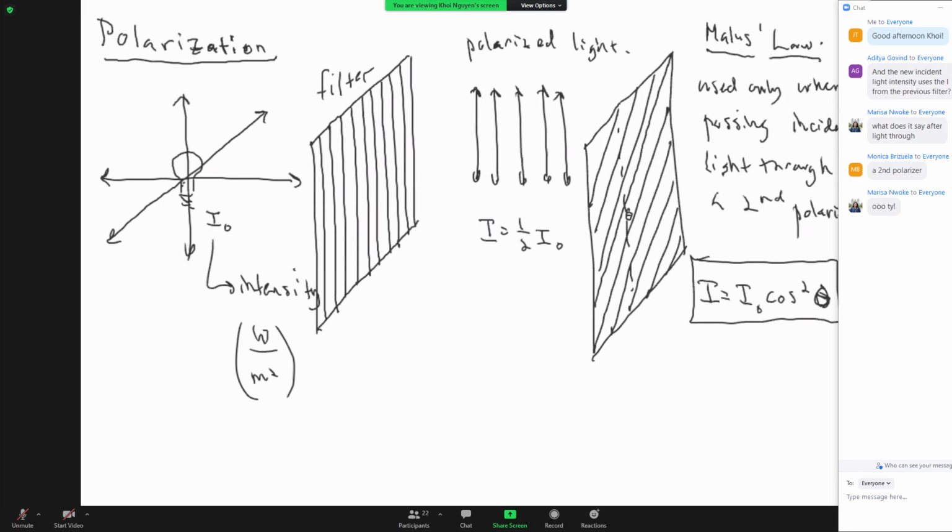Thank you, Monica. Second polarizer. Yeah, so you have to pass it through two filters. So polarizer is the same thing as a filter, by the way. Thank you.